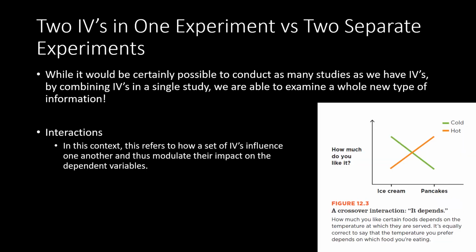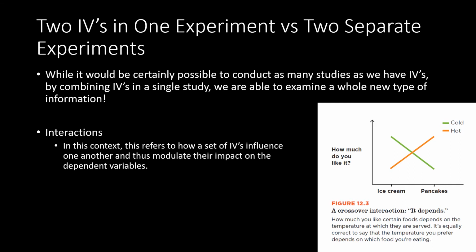Okay. Why would you run an experiment with two independent variables when you could run just two separate experiments, especially if it would be easier to manage internal validity with fewer independent variables? And the reason for that is you can see more in an experiment that has two variables at the same time than you could if you had just run those as separate experiments. And the reason for that is because different independent variables can influence one another and change how they impact the dependent variable.